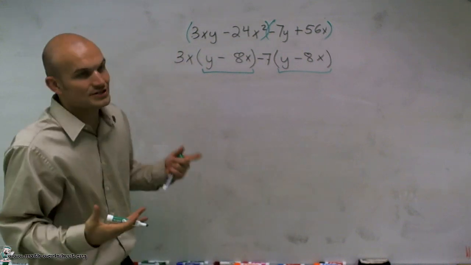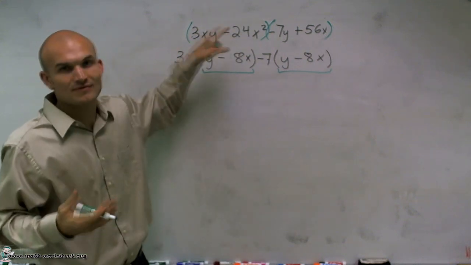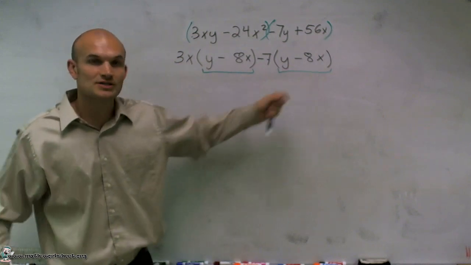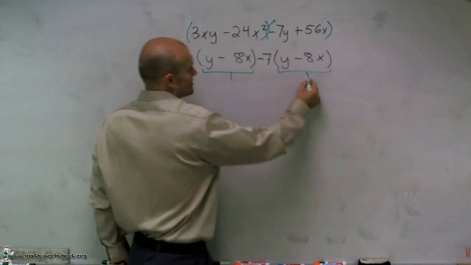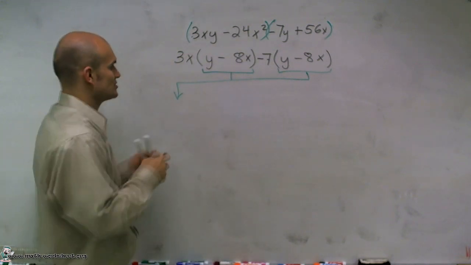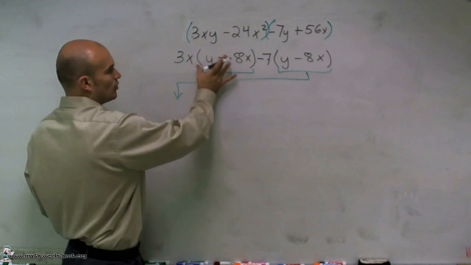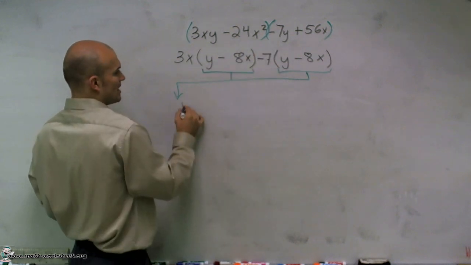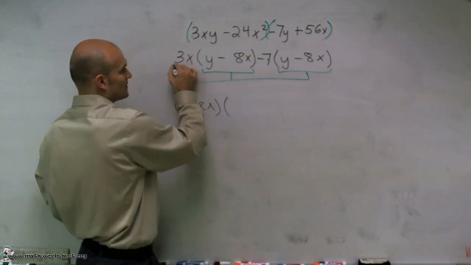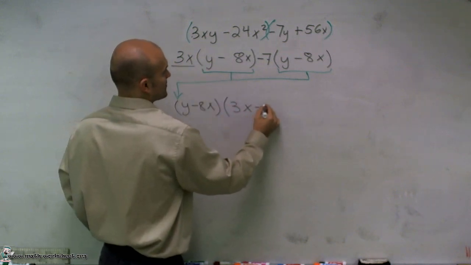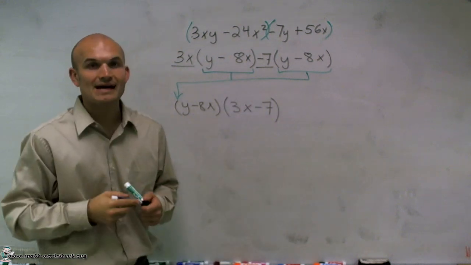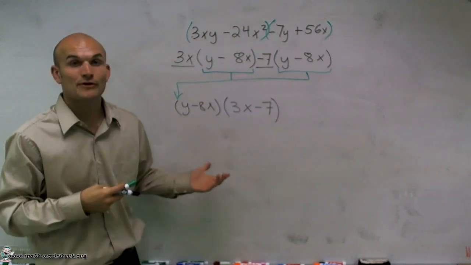So just like we factored out GCFs before, I can take these as the GCF of my expression. So now I'm going to factor these out of the expression. Since both of these terms share a y minus 8x, I can factor them out, and I'm left with a 3x minus 7. And therefore, now I have just successfully factored by grouping. There you go.